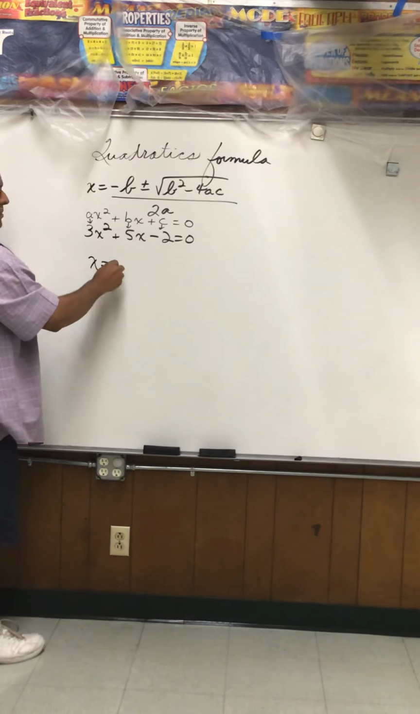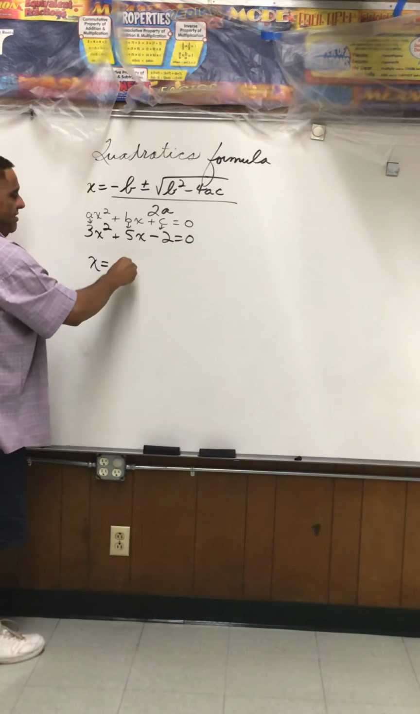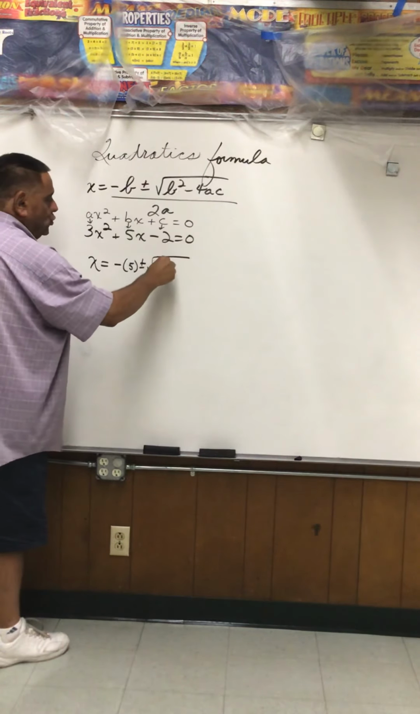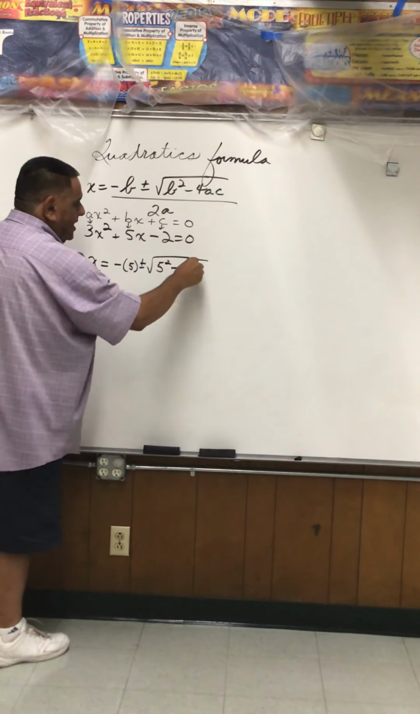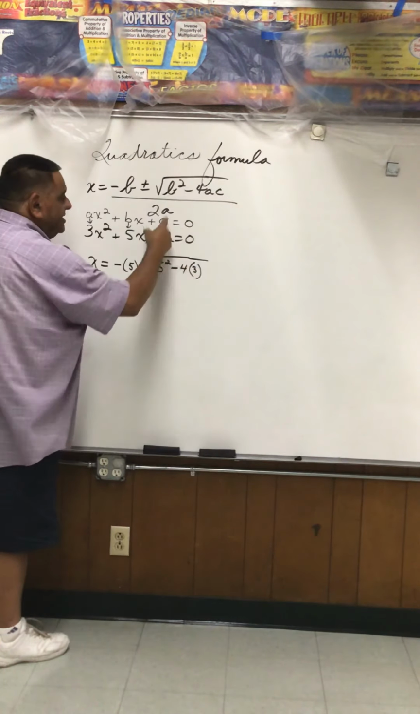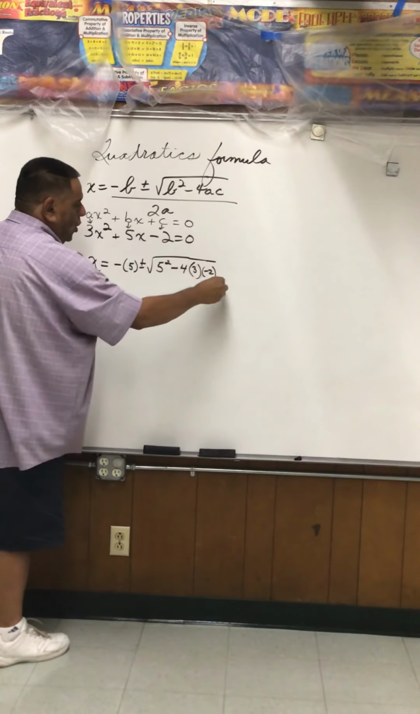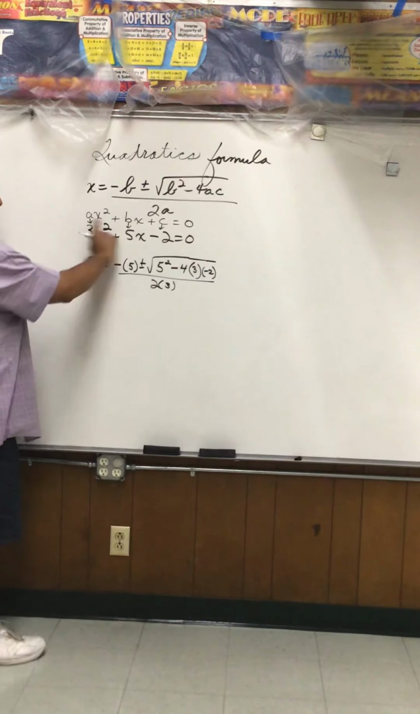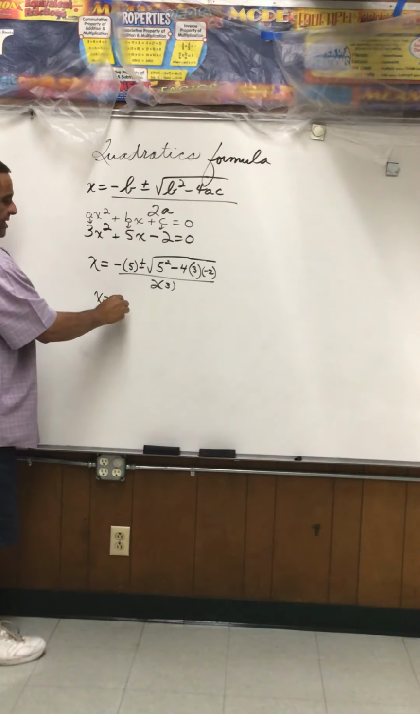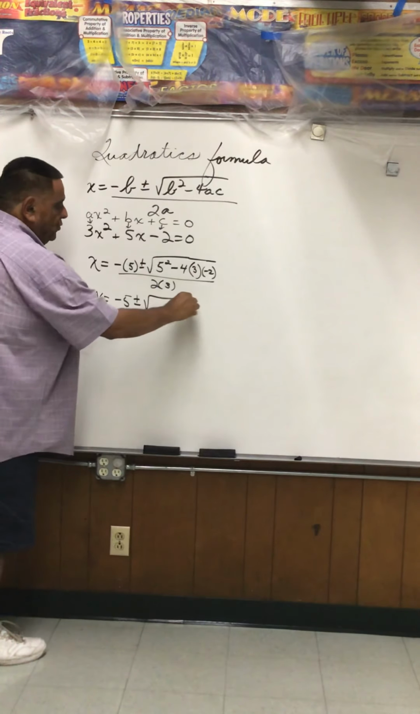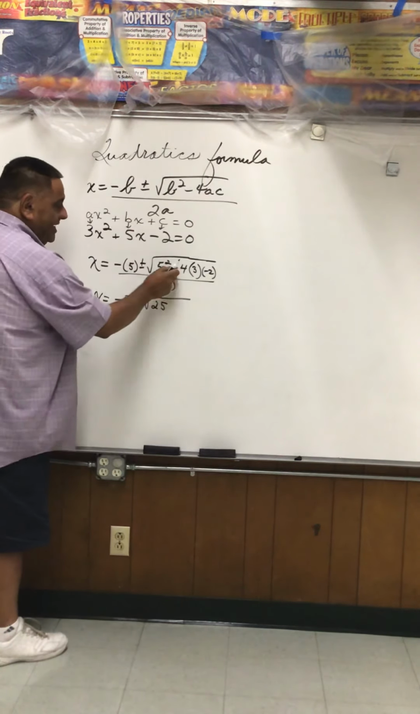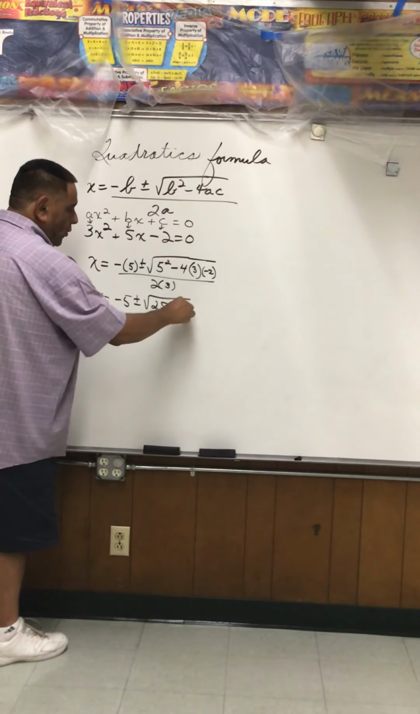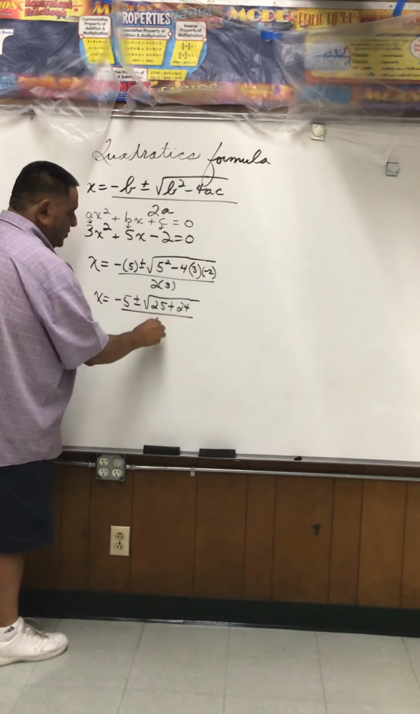So we have x is equal to negative, what is b? B happens to be 5, plus or minus the square root of b. It's 5 squared, minus 4 times a, 3, c, negative 2, over 2a, which is 3. All it is a substitution. So x is equal to negative 5 plus or minus the square root of 25. Now negative and negative is going to be a positive. That's going to be 12. 12 times 2 is 24. All right? Over 6.